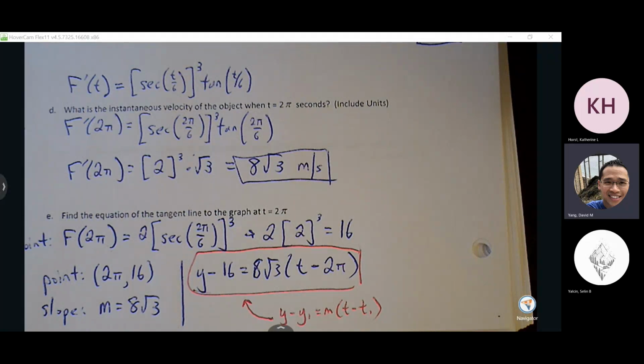Okay, let's do a full curve sketch problem. So we've done this already, but I think it's good for us to do again. This is page 6, number 6.